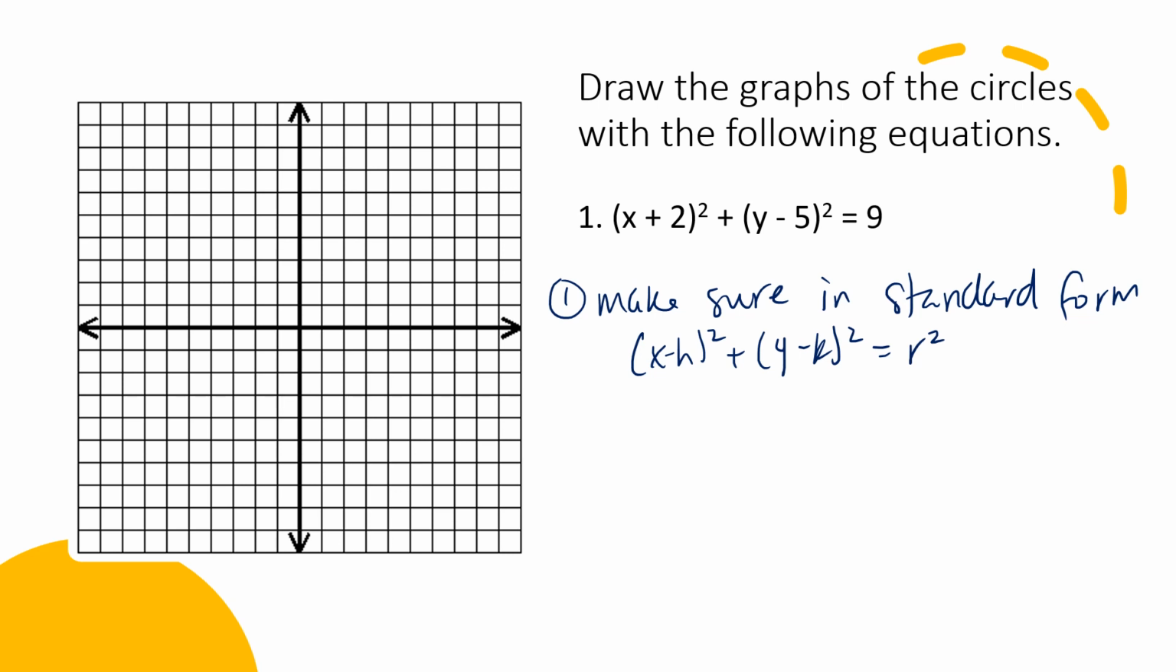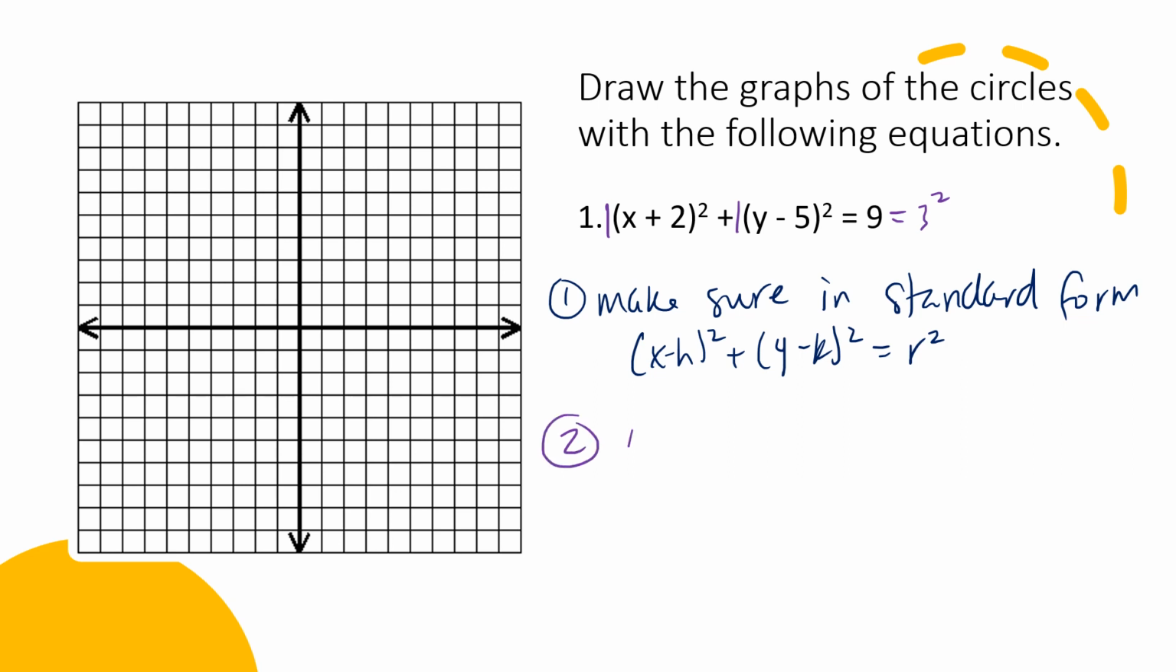So looking at what we have here, we have (x plus 2) squared plus (y minus 5) squared equals 9. So there is nothing on the outside except for 1. Perfect. And I can simply make 9 into 3 squared. Bam. Okay, we are now in standard form.